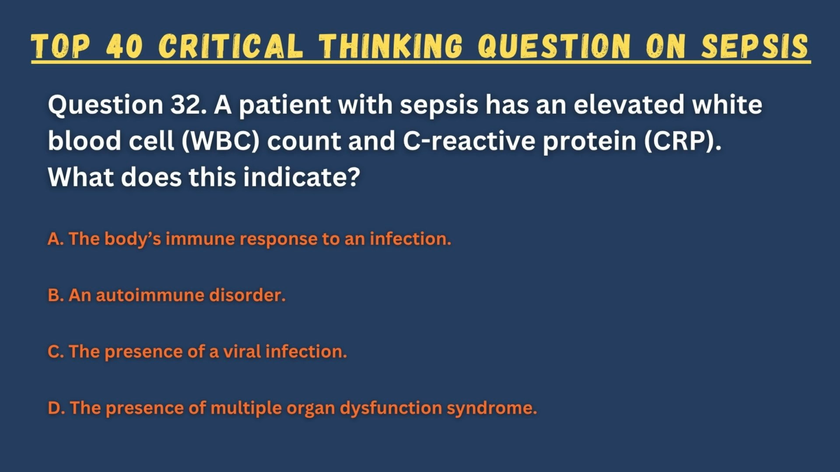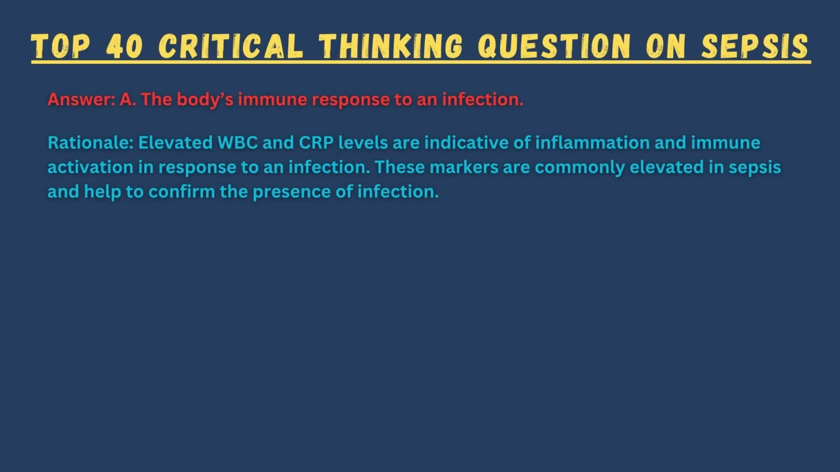The presence of a viral infection. D. The presence of multiple organ dysfunction syndrome. Answer. A. The body's immune response to an infection. Rationale. Elevated WBC and CRP levels are indicative of inflammation and immune activation in response to an infection. These markers are commonly elevated in sepsis and help to confirm the presence of infection.